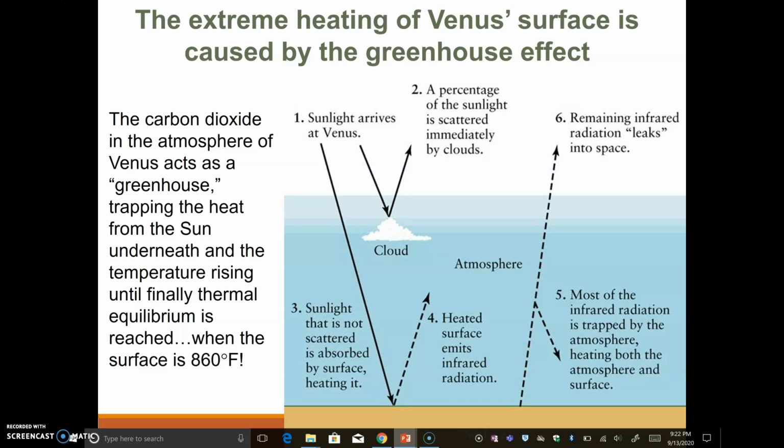This extreme heating of the surface is caused by the greenhouse effect. Because of that really high carbon dioxide atmosphere, the greenhouse effect is really amplified on Venus, which allows it to reach that temperature of 860 degrees Fahrenheit. The sun is trapping heat within the atmosphere with those clouds, which is really crazy to think about, how amplified this greenhouse effect really is on Venus just because of the carbon dioxide percentage in its atmosphere.